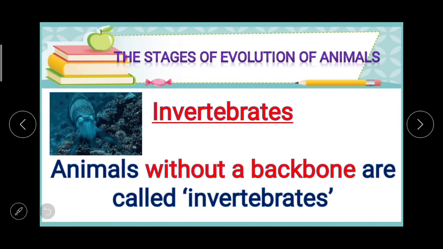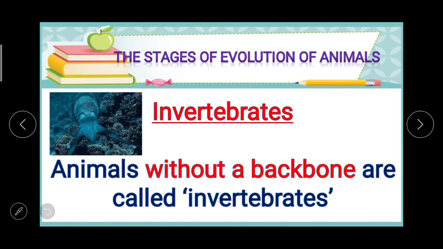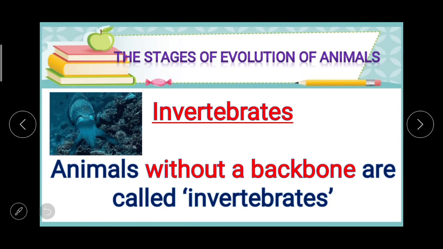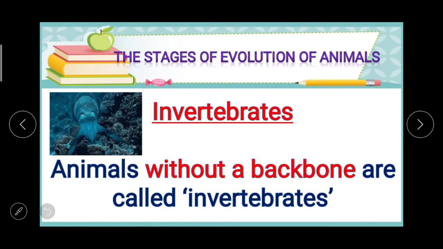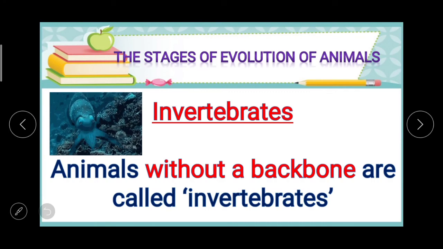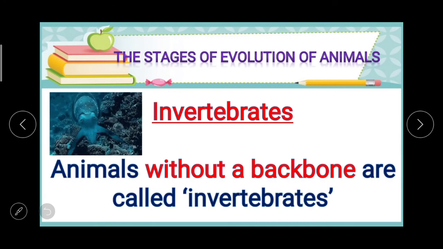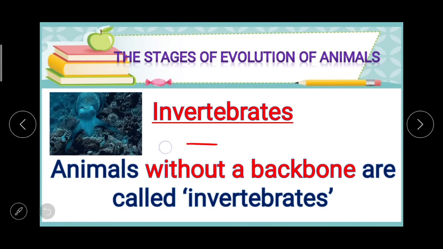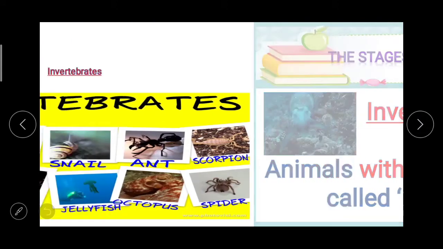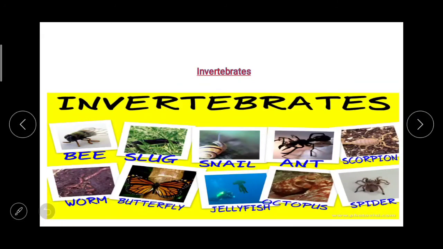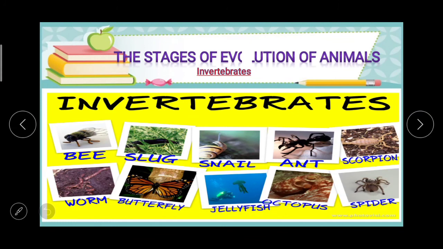Now in this, the next thing, in the stages, we are going to talk about the different stages, and in this the first one, invertebrates. Animals without a backbone are called invertebrates, and here you can see on the screen examples of invertebrates: bee, slug, snail, ant, scorpion, worm, butterfly, jellyfish, octopus, spider. All these are examples of invertebrate animals.